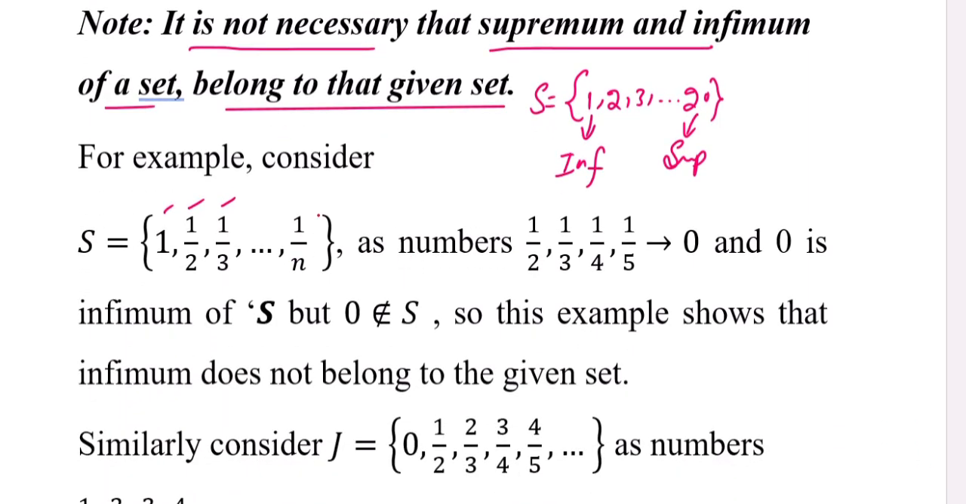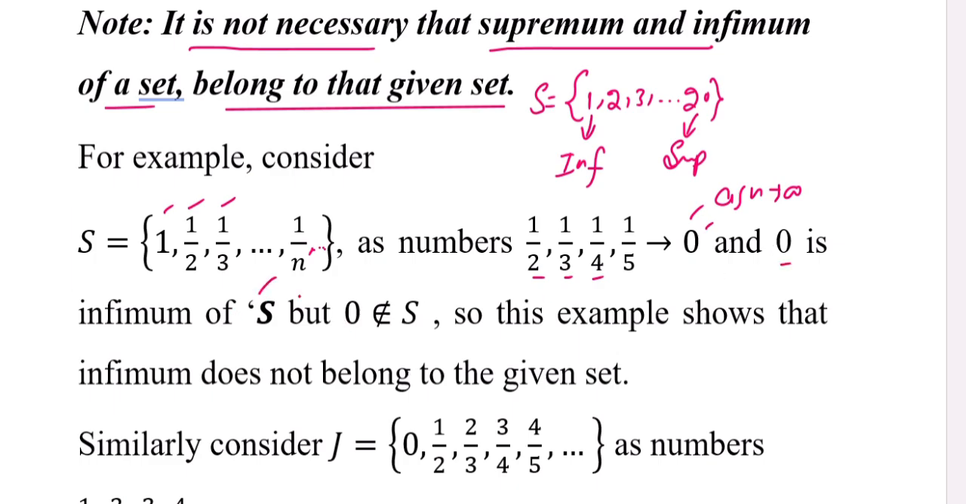And these numbers also continue here. You can observe that the numbers 1 by 2, 1 by 3, 1 by 4, 1 by 5, and so on, go to 0 as n approaches infinity. Whenever you increase the denominator, the fraction becomes smaller and approaches 0. So 0 is the infimum of this set S.